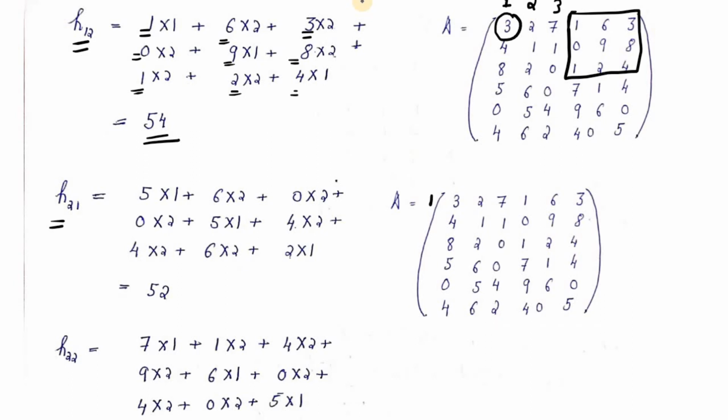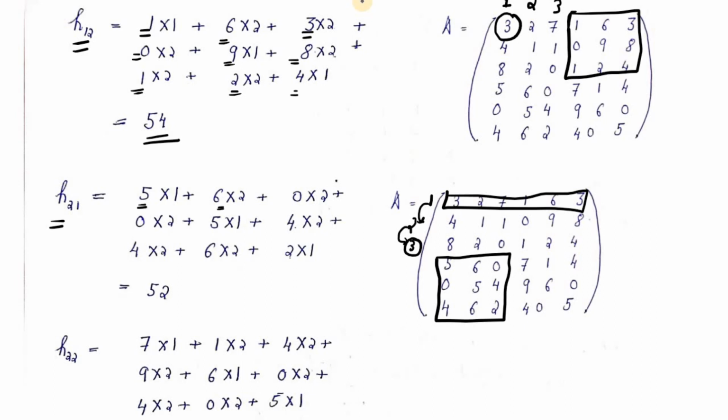So we were over here, the first row for calculation of H11 and H12. We move a step ahead, we come to 2. We move a step ahead again, we come over here to 3. And then whatever is there after step 3 is considered as a submatrix. So this is exactly how the submatrix is considered. So we put the values over here 5, 6 and 0 from the first row, 0, 5 and 4 from the second row, 4, 6 and 2 from the third row. We do the dot product with the kernel and we get the value as 52.